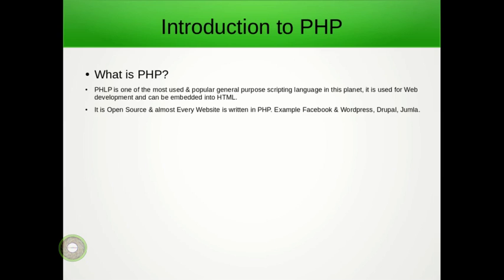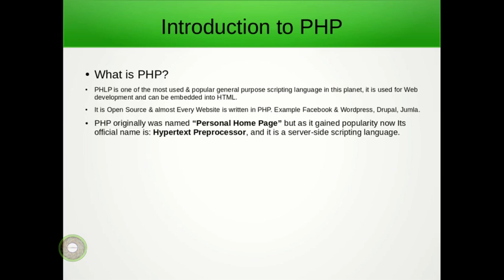Examples: Facebook, WordPress, Drupal, and Joomla. I don't need to explain what Facebook is, but Facebook is written in PHP. And WordPress, Drupal, and Joomla are open source, and anyone can create other websites with them. A lot of people go into WordPress, Drupal, and Joomla and create their own websites, but it's actually for blogging.